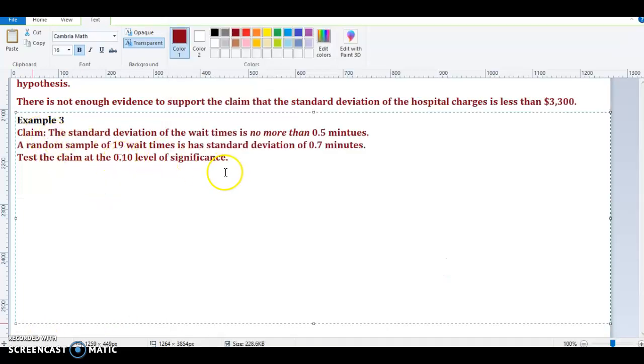Here's a brief summary of what we know from the problem. The claim given is that the standard deviation of these wait times is no more than 0.5 minutes.